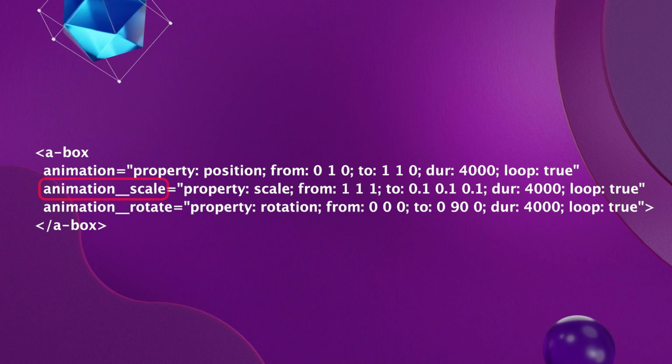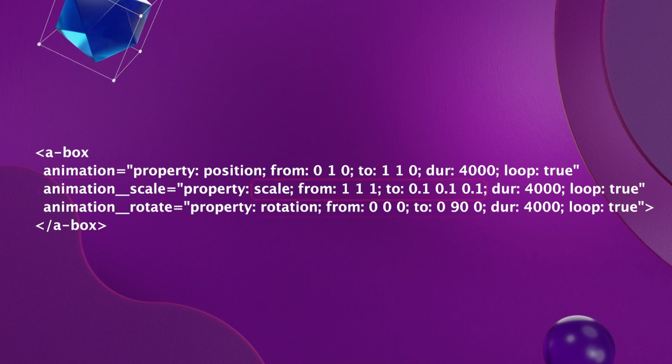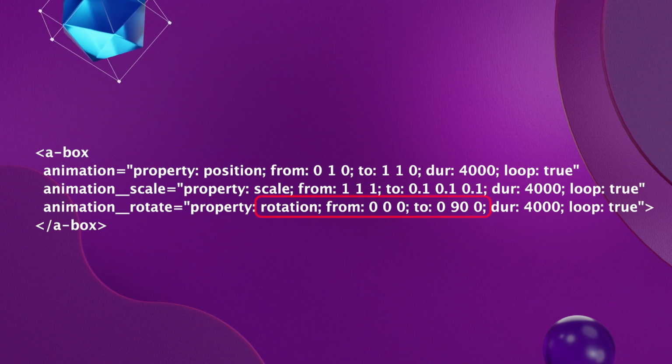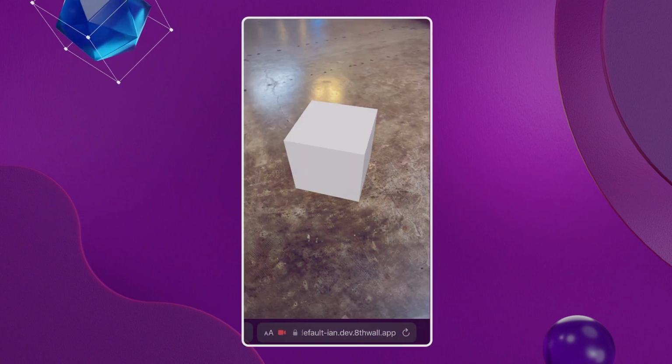You can have several animations by using the property name animation followed by 2 underscores and a new name. Let's create an animation that moves a model by changing scale and rotation. Great! You have successfully deployed multiple programmatic animations in your project.